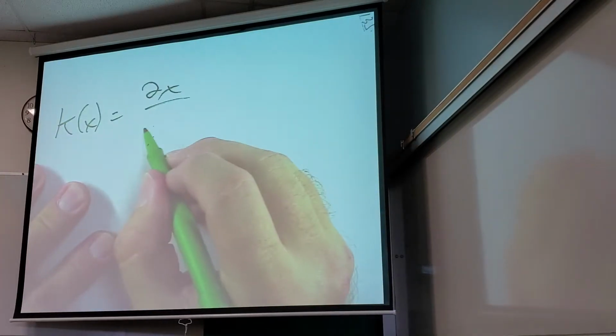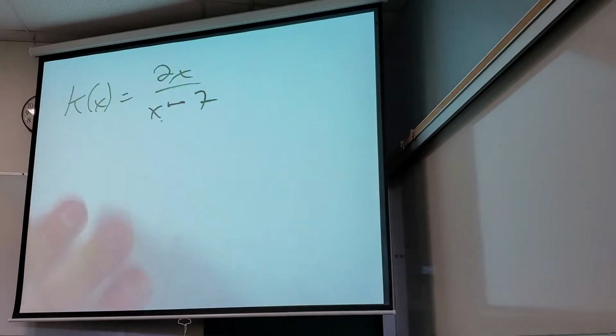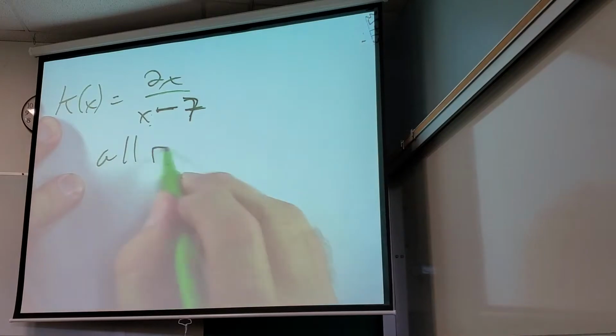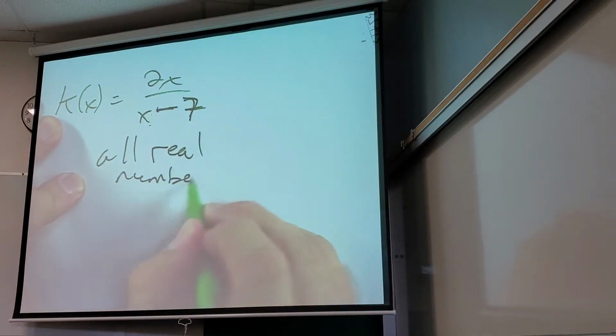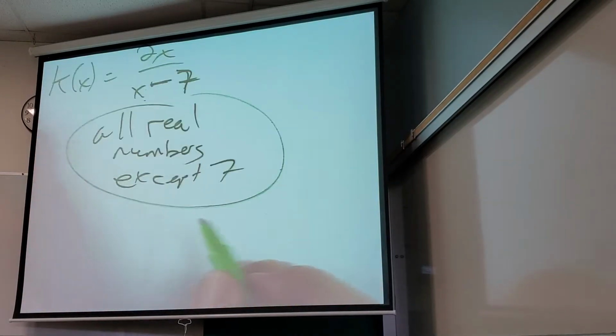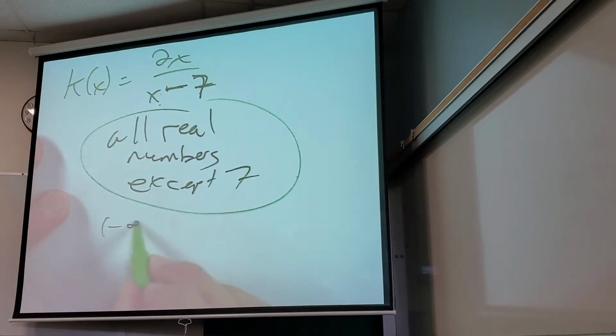K of x equals 2x over x minus 7. The only number that would have an issue would be 7. So what's the domain? Everything else except 7. I'll do it both ways. You can either say all real numbers except 7. Done.